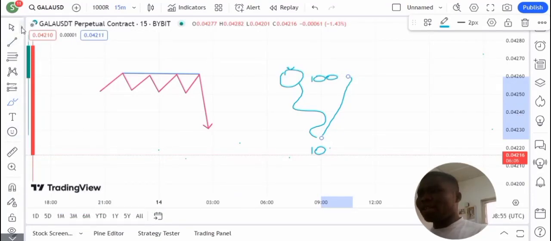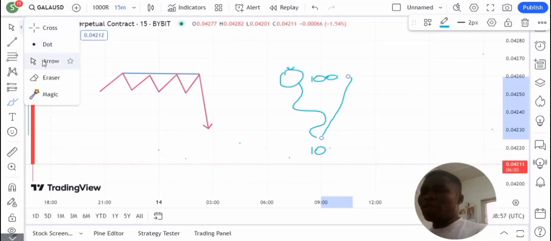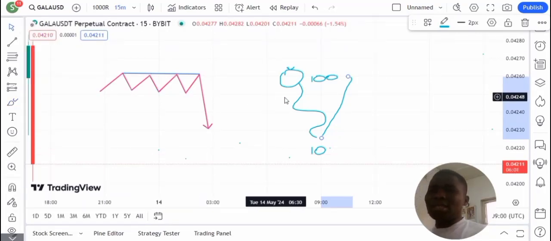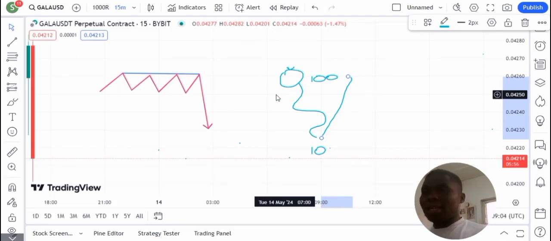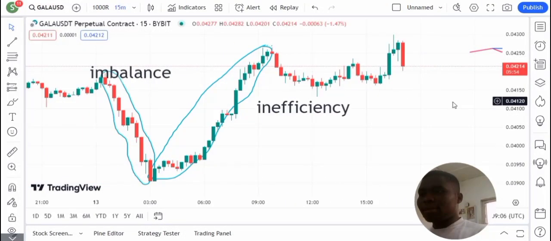Now let's go over to the chart. I believe with this little explanation here, you'll be able to understand it when we go over to the chart.